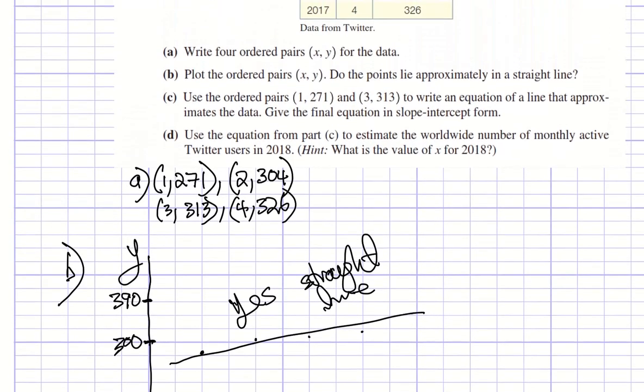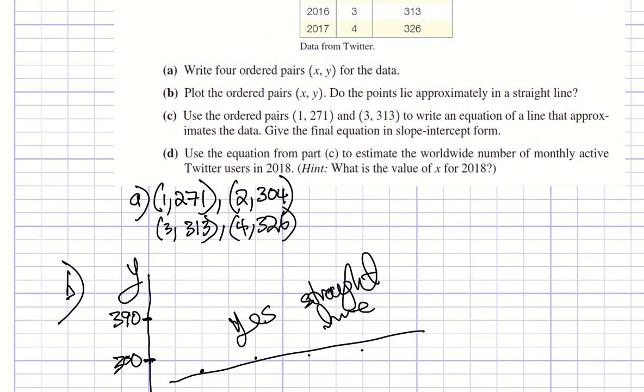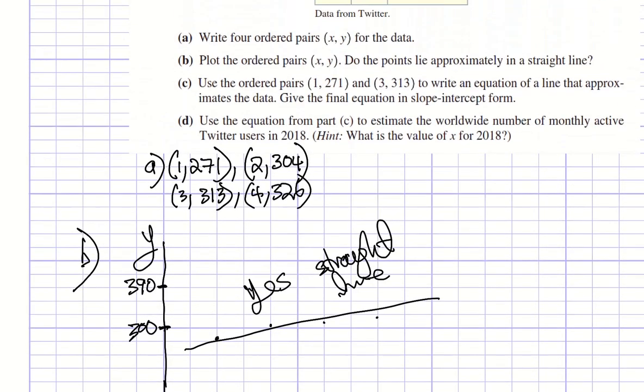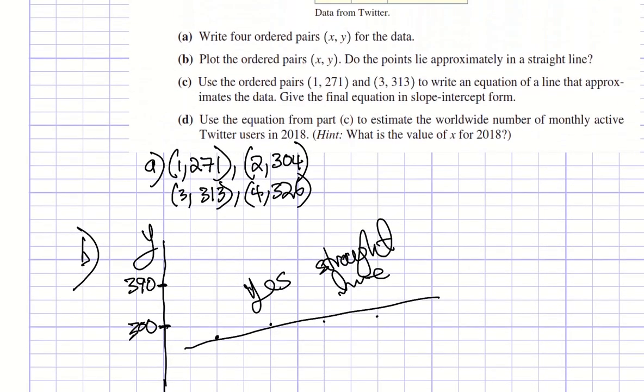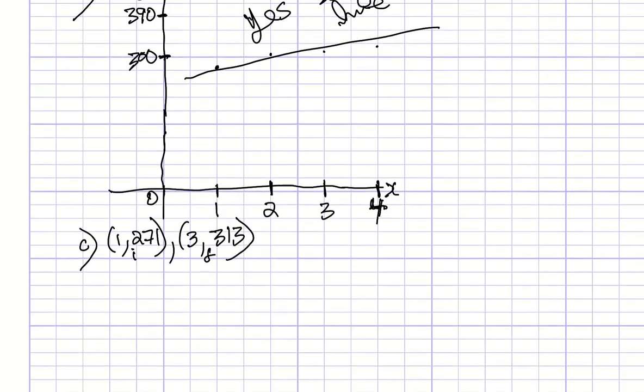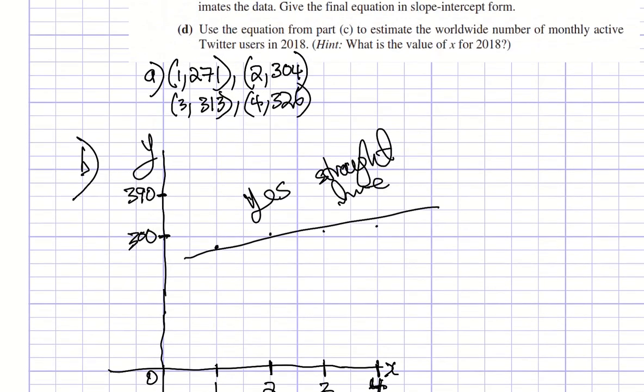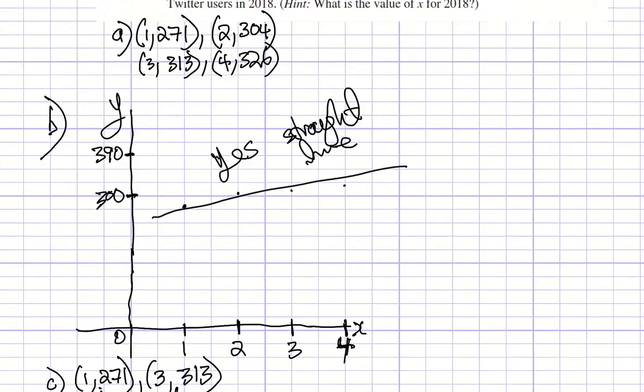Then what is the action? C. Use the ordered pairs to write an equation of a line that approximates the data. Give the final equation in slope-intercept form. Okay, here are the points given, right? Let me see. (1, 271), (3, 313). Okay, I'll say this is initial, this is final. And then remember, we have to find the slope first before we can form the equation, okay?